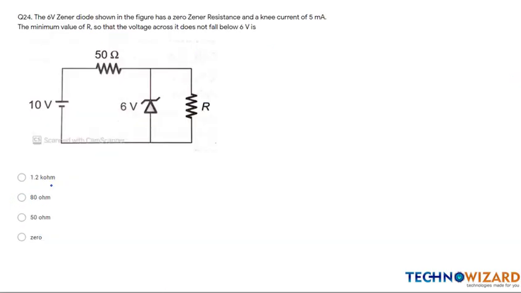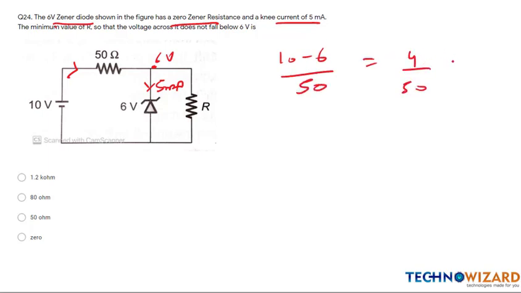Now, next question, question number 24. A 6-volt Zener diode shown in the figure has a 0 Zener resistance and a knee current of 5 milliampere. That is, the knee current of 5 milliampere is flowing here. This is 6 volt. Therefore, the current flowing through this resistance will be 10 minus 6 upon 50. 10 minus 6 is 4, 4 upon 50. Calculating this, it is 2 upon 25.